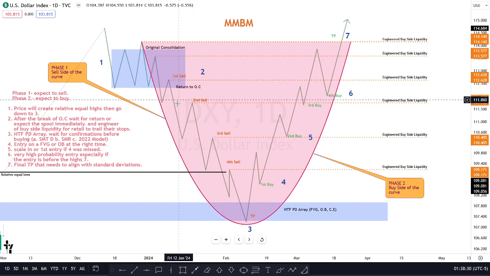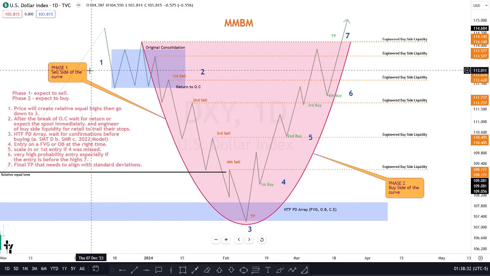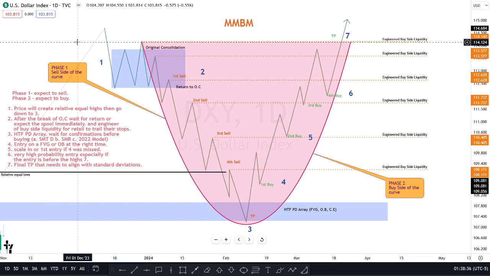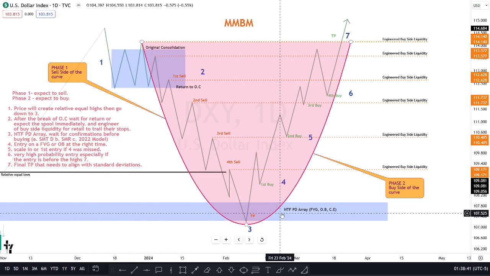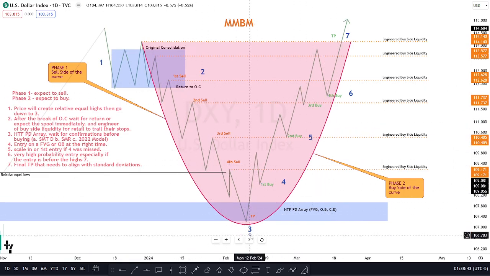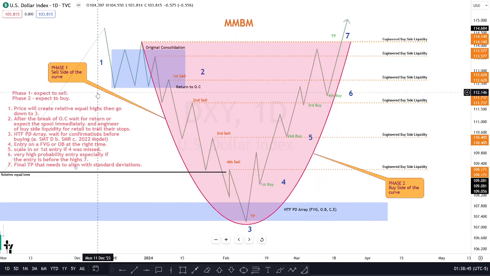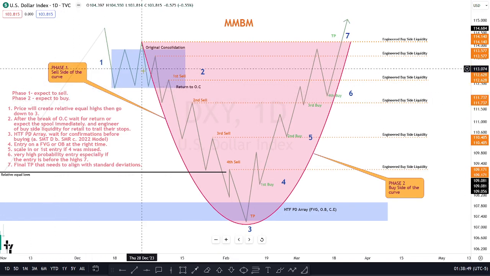Then you can try to look for what? Phase 1. But guys, you shouldn't rush it. And if you start with this, you can let phase 1 go and target phase 2, because this is just the confirmation. So phase 1 we're done. Phase 2, expect to buy. Phase 1, you just expect to sell.